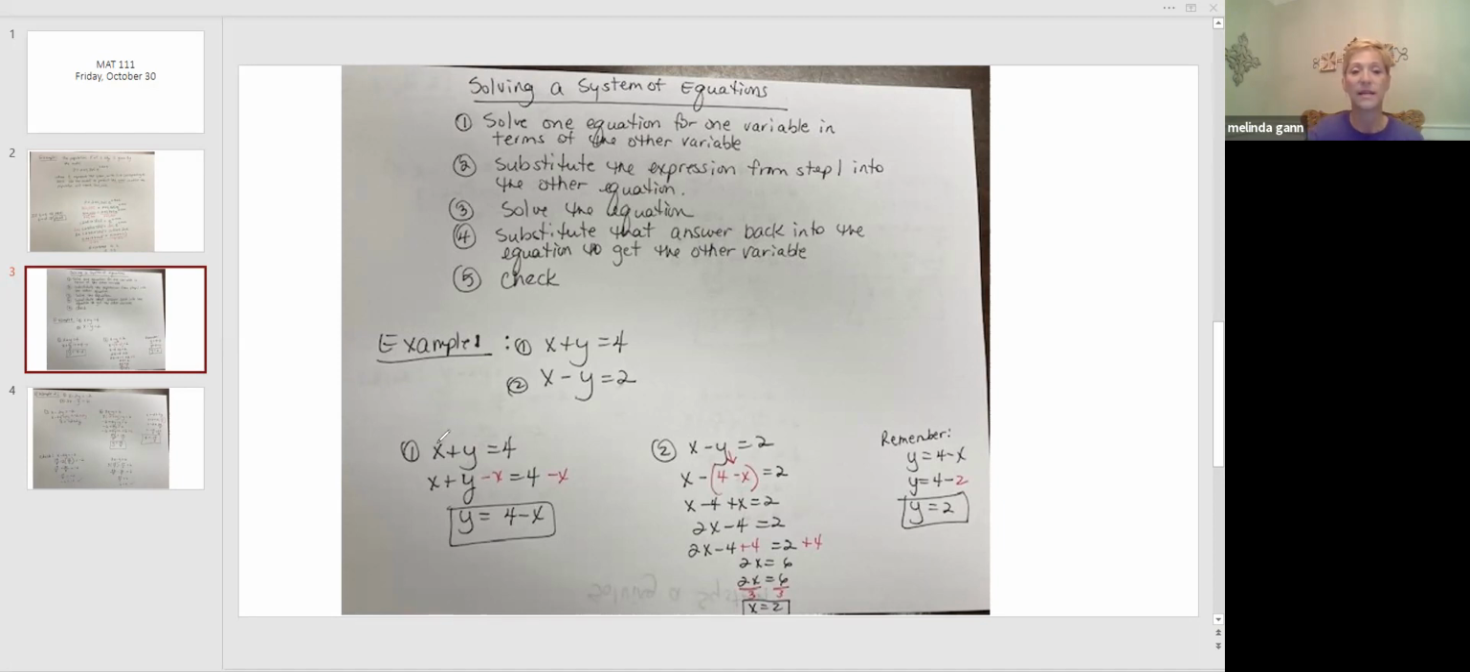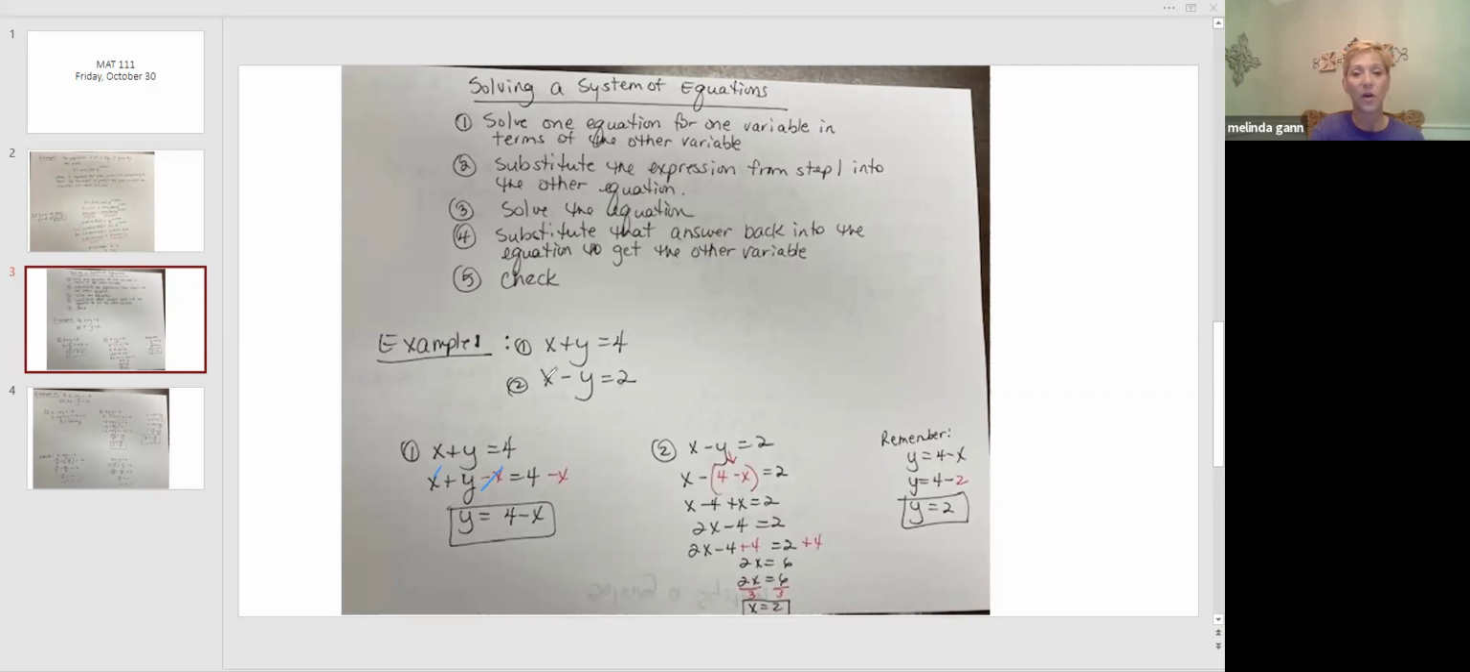So I arbitrarily decided that I was going to make this one say Y equals. So how would you get rid of that X? Because it's added, you're going to subtract it. If I subtract X from both sides, the X's go away and that leaves me Y. And then I have 4 minus X. So Y is the same thing as 4 minus X. Because I used equation 1 and solved, that's what it means to solve for one variable in terms of the other variable. So you're going to have one letter by itself equal some other stuff.